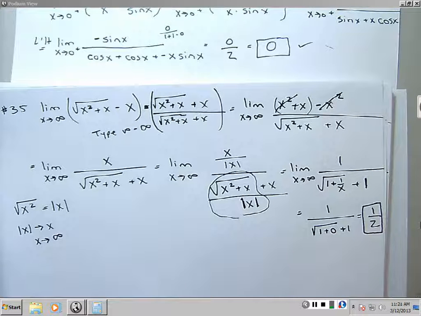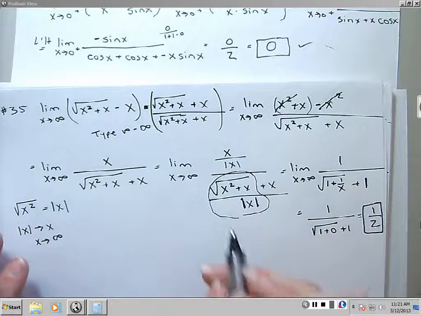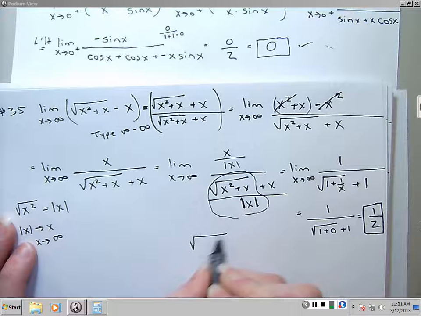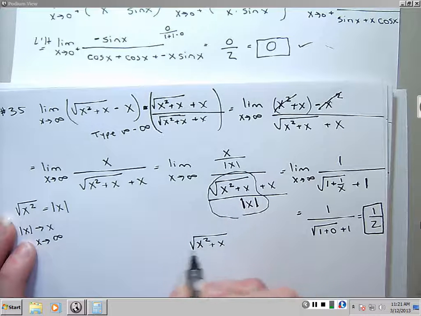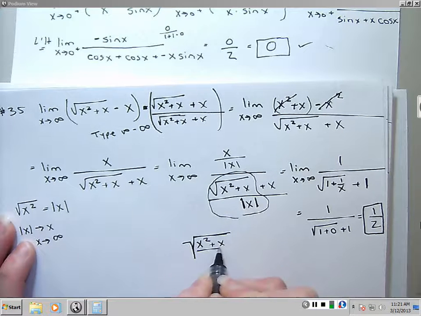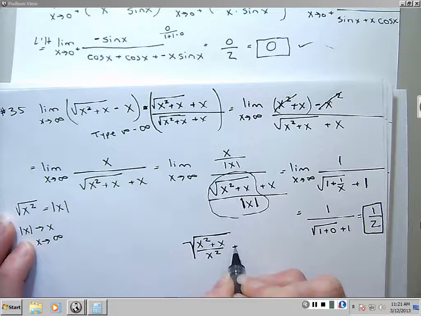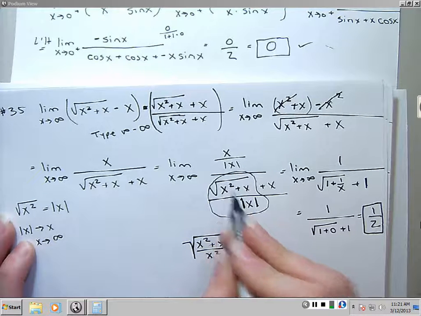You're a lot better off when you have a radical to use this technique. Right? Amanda, can you explain again how you got 1 over x under the square root? So here, really what I have is the square root of x squared plus x, and then I replace the absolute value of x with x squared. But when I don't have the radical, I just replace it with x.